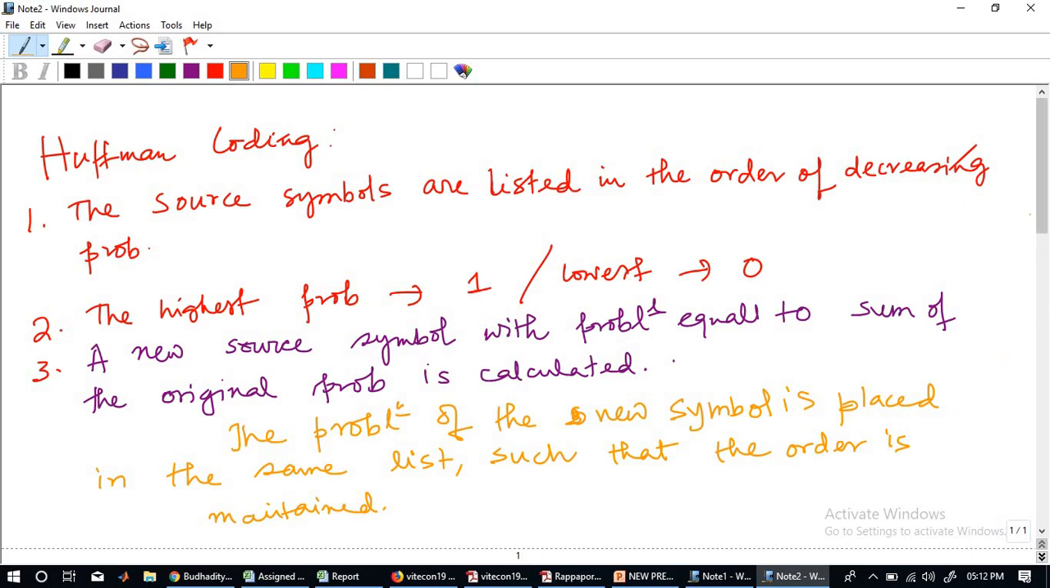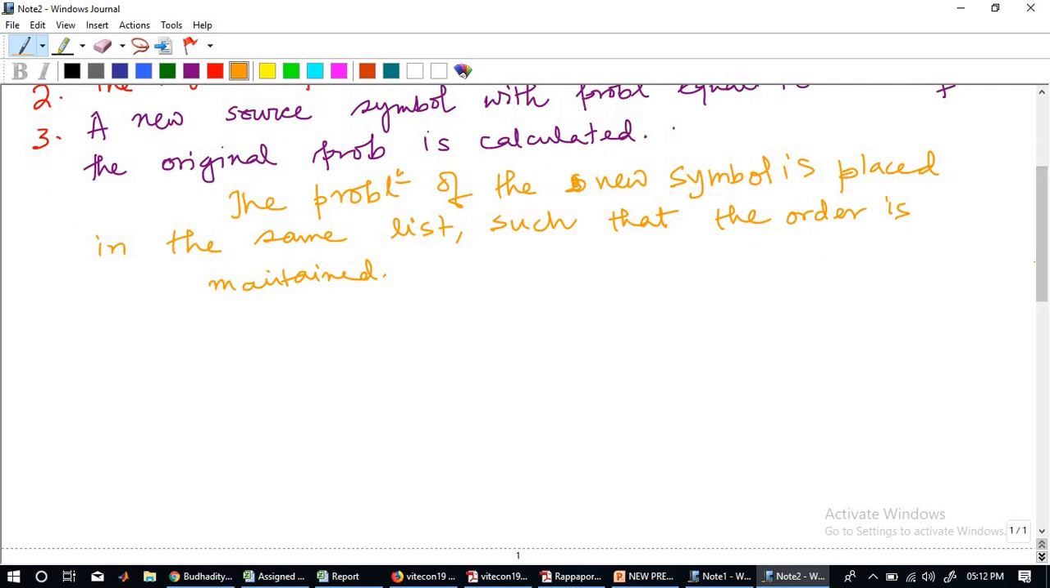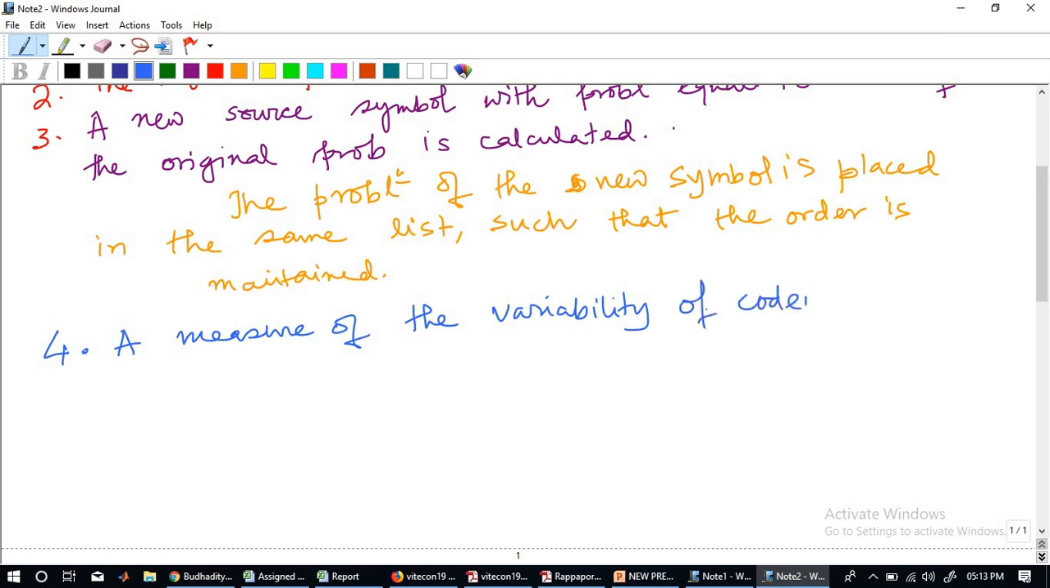Now let's see another part which will end. So just like we had calculated the efficiency and the redundancy of code, same goes for Huffman coding. We can also calculate the same. So that's nothing new. The only thing that is new in this case is the fourth one: a measure of the variability of code word length of a source code.